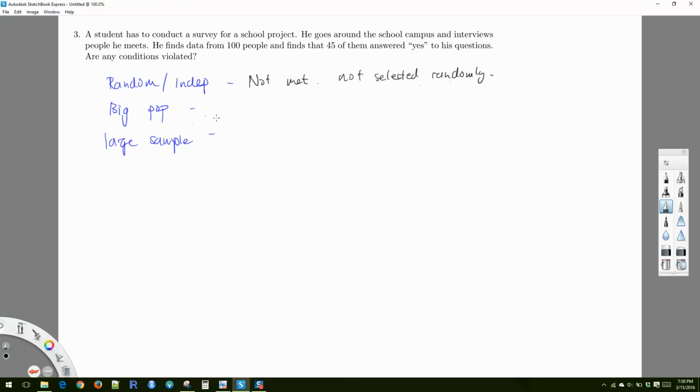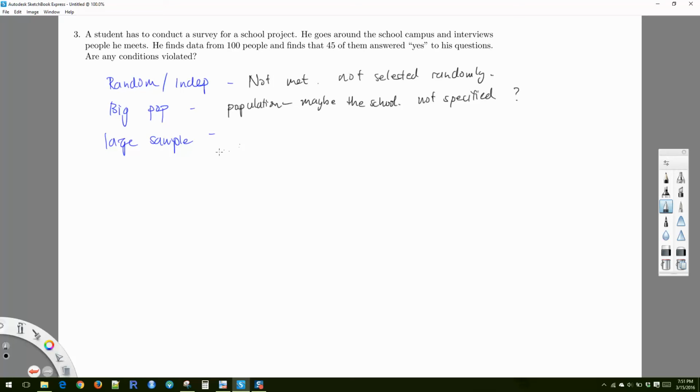Okay. The big population here doesn't really specify how big the population is. The population seems to be people who attend the school. So the population is probably maybe the school or maybe the world. It's hard to tell, and it's not specified. So this one we don't know.